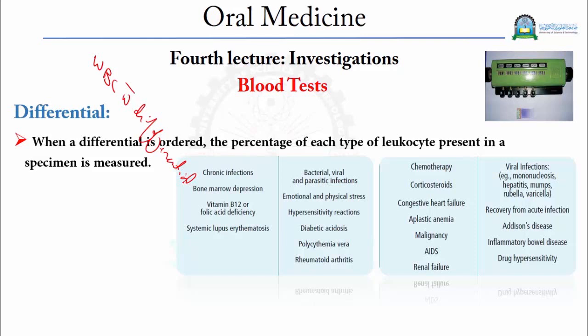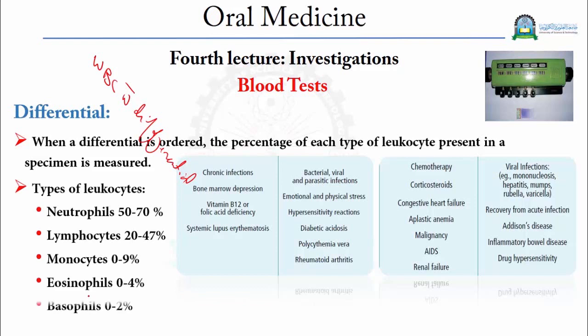Percentage of each type of leukocytes present in the specimen is measured. The types of leukocytes, as we mentioned before, are the neutrophils, which comprise about 70% of the whole WBCs, and also lymphocytes, which comprise about 47%, and the other lower percentages of monocytes, eosinophils, and also basophils.